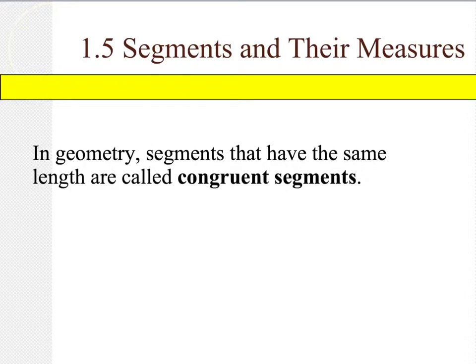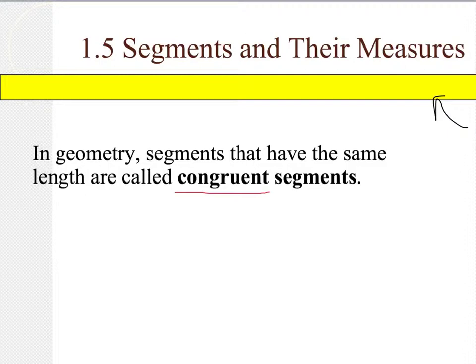The last one, okay, it says in geometry, segments that have the same length are called congruent segments. Make sure we're writing this down. Congruent segments. And that word right there, congruent, you are going to see a lot of. It means the same length. Okay, we're going to be talking about congruent segments today. We're going to be talking about congruent angles later, congruent triangles, congruent pentagons, a lot of congruency that will be happening in geometry this year.